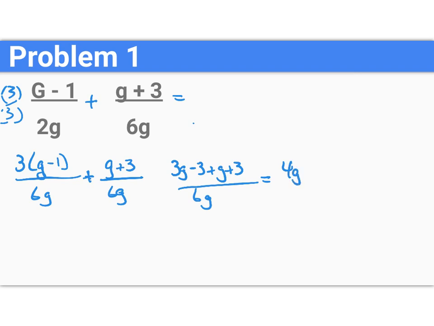4g over 6g, which is 2/3. Look at that. The g's canceled out. Negative 3 plus 3 went to 0. And that's what I have left.